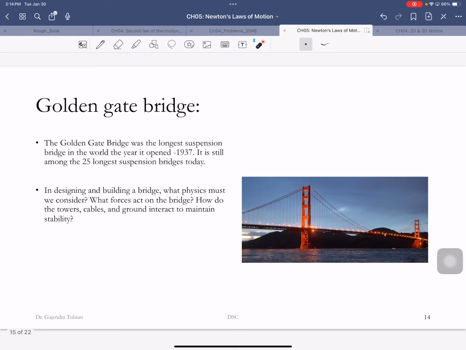Once you learn all of this, you can learn to apply it to this kind of stuff. So here's the suspension bridge. Suspension bridge does the following.